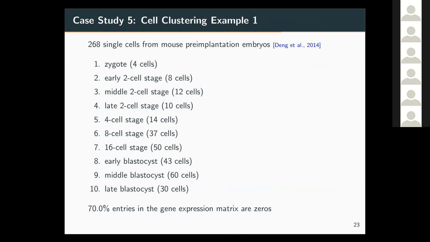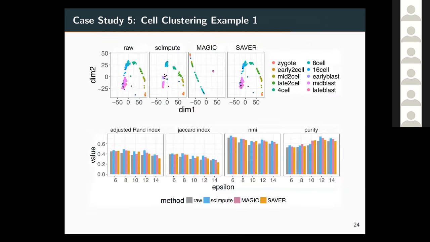And these single cells can be roughly divided into 10 different developmental stages. In this study, we also apply scImpute, MAGIC, and SAVER to the raw data without using the true labels. And then we extract the first two principal components from the PCA method based on the 4 data sets, and then perform spectral clustering based on the first 2 PCs.